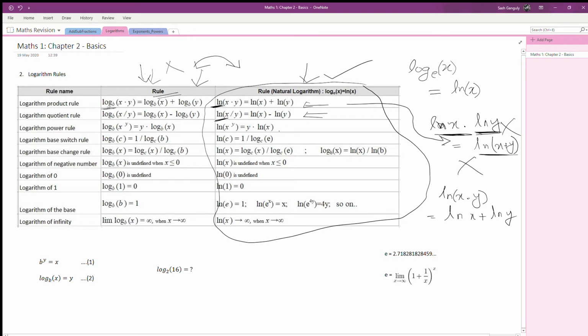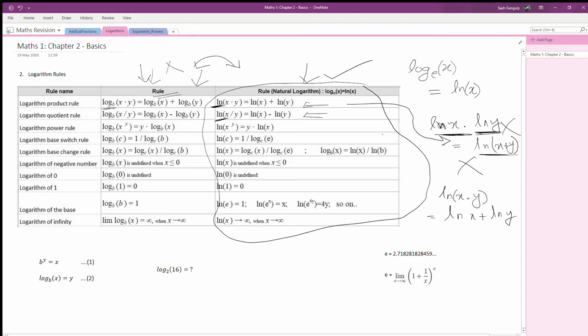Now I won't go through all of these rules one by one, so I'll let you go through them. If you have any doubts on any of these, do reach out to me. But I think this table is a very concise way to go through all the different log rules out there.